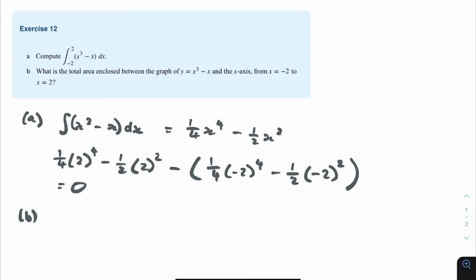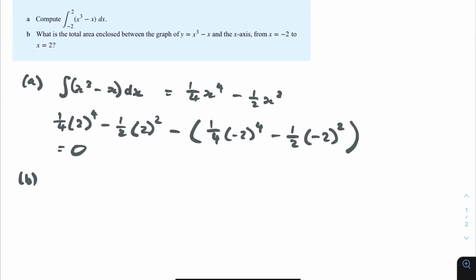This curve doesn't actually have an area of 0 when it's bound to the x-axis. So it's quite telling that we have to do something more. Considering they haven't drawn the graph for us, if we want to find the total area, we have to find the parts where it contacts the x-axis. So let's set x cubed minus x to 0.